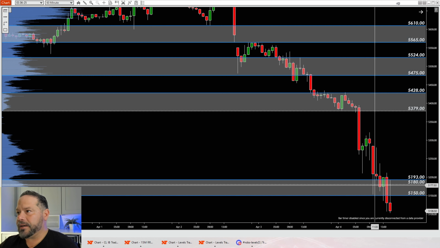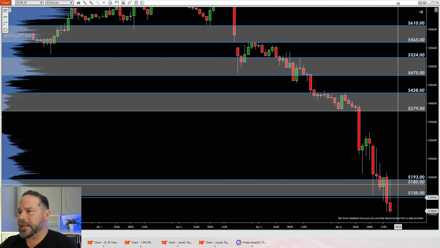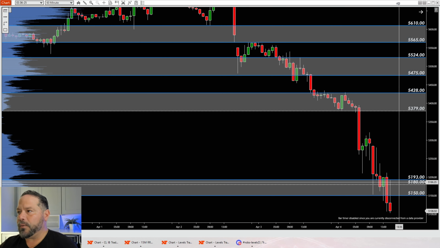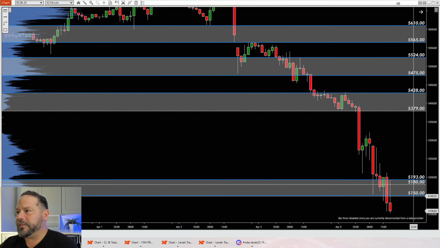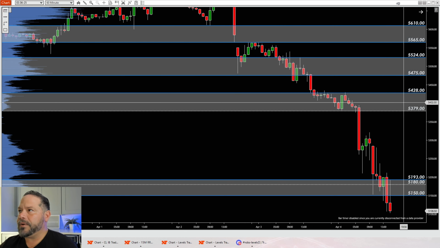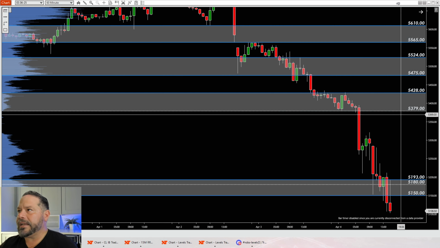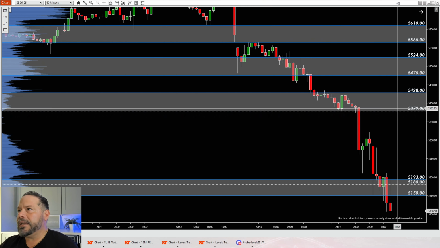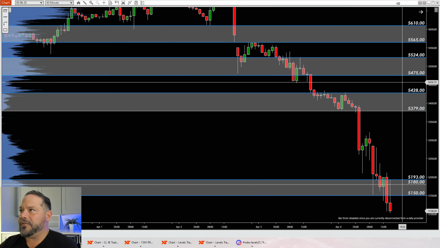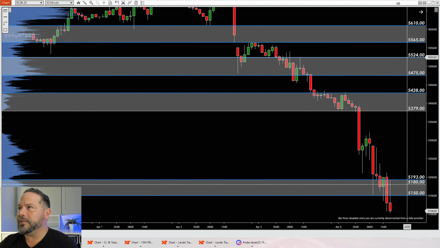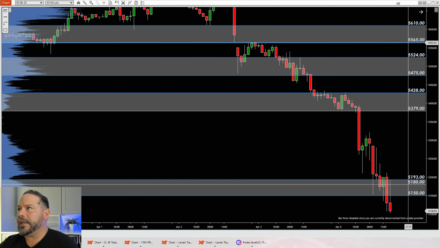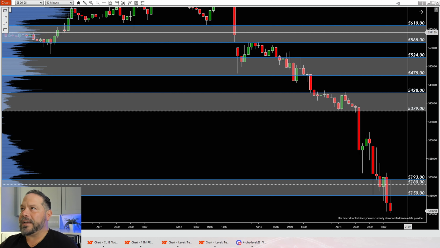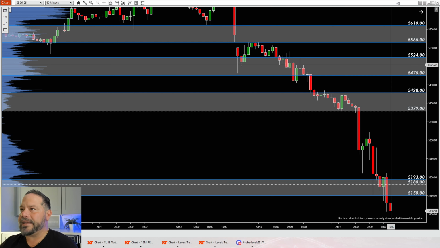So the ES, we are currently right below a pretty big weekly level, from the 5150 up to the 5193. That's an area. Next area above that one is going to be the 5379 to 5428. That's going to be an area. We've got another one right above it at 5475 up until 5524. And then the last one that I've got is 5565 up until 5610.